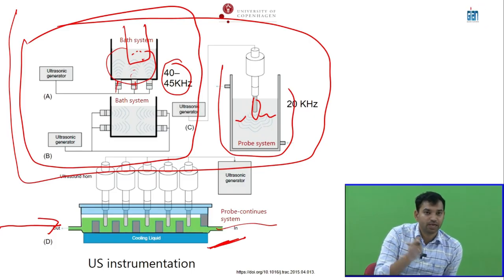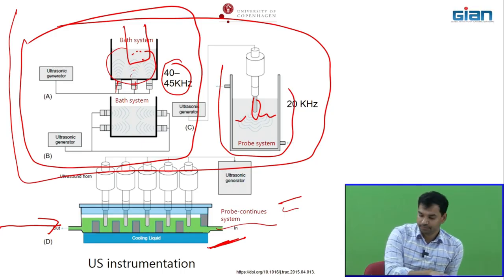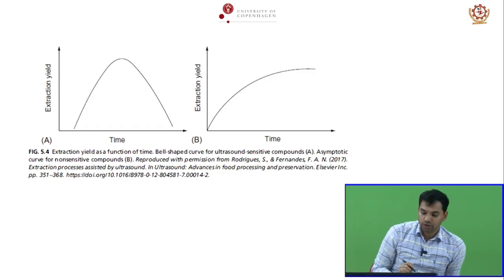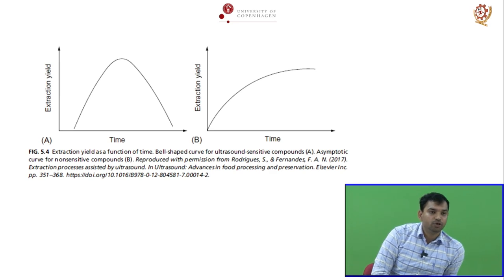Continuous, because we need to save time and money. So this is something we really need, but this is where we are at the moment. Okay. So this is a simple curve that shows how the extraction yield would look.